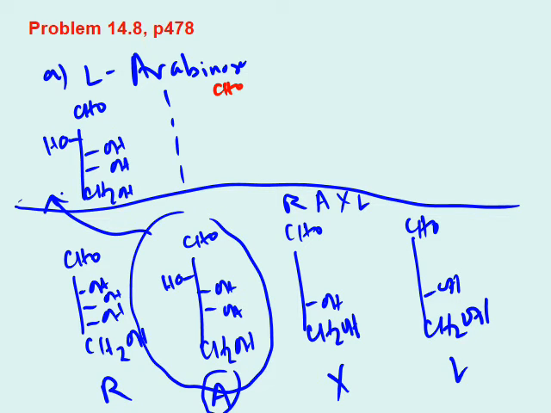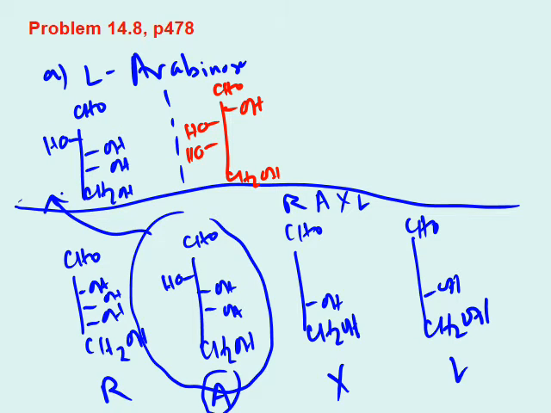CHO and CH2OH on the bottom. Now remember, I have OH on the left. In the mirror image, it is going to be on the right. So left becomes right, right becomes left. So let's do that.